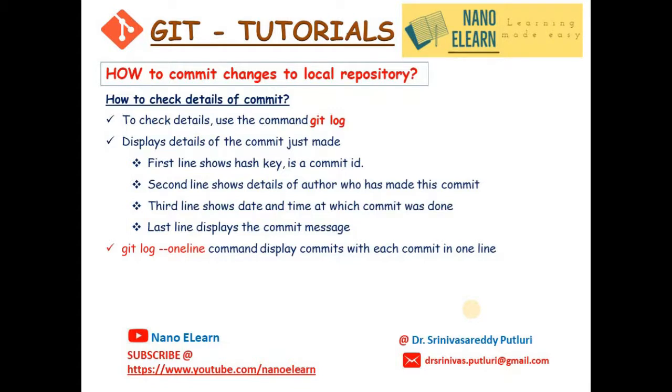But in real projects, while we are working, there will be a lot of commits that will be made. In such cases, it becomes difficult to find out a particular commit. For this, we need to use the command git log -1 line to display all the commits with each commit in a single line. Now, let us try to understand all this using the practical demo.